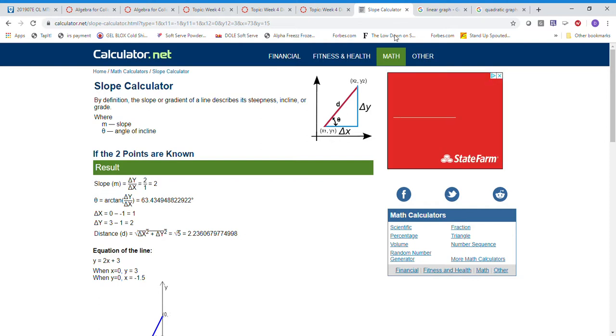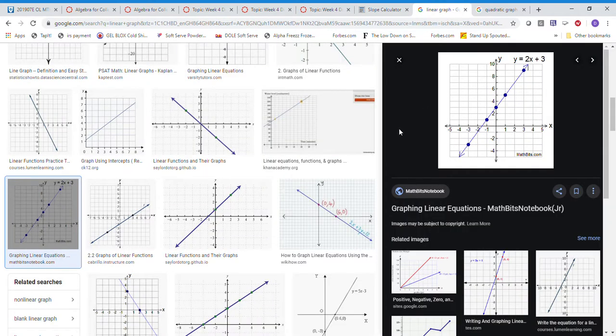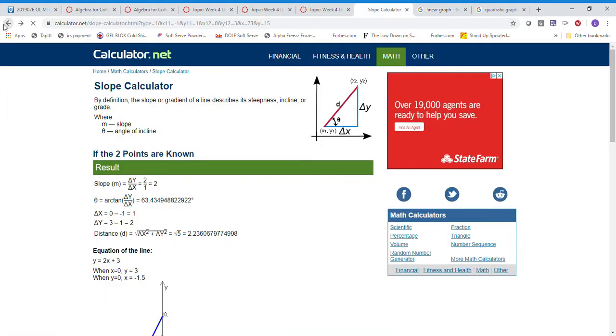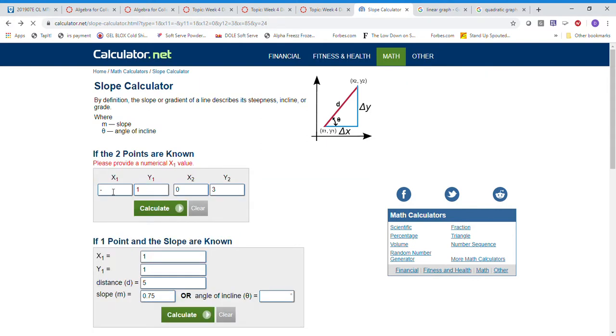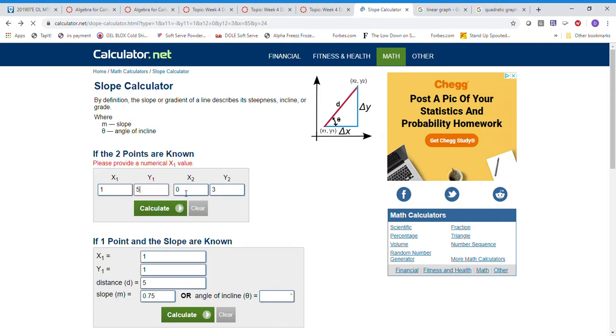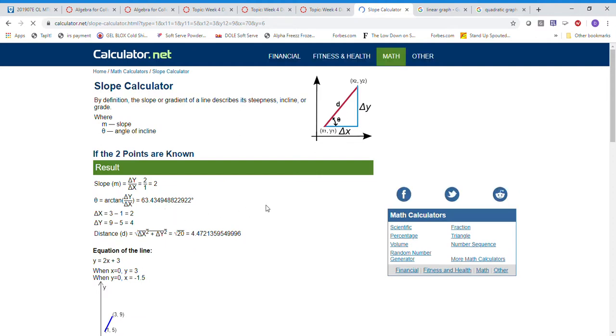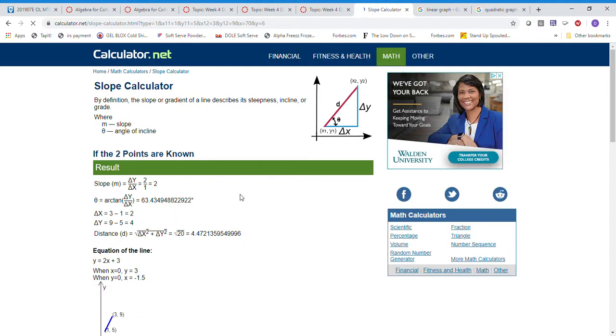It's 2. Okay, now I'm gonna pick another two sets of points. So let's say I go with the points (1, 5) and (3, 9). Let me calculate that. I still get 2. So that tells me the slope is constant. The rate of change is constant.